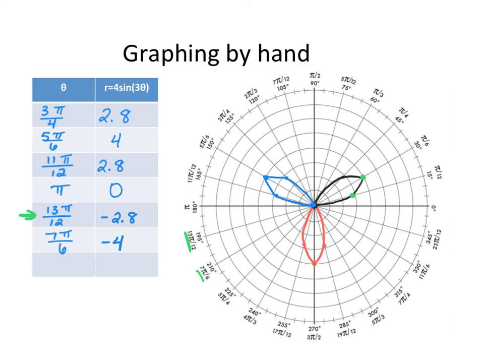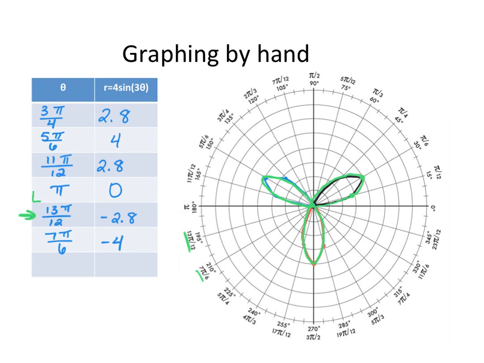And actually what would happen is if I continue to plot points, all that would happen is that all of these points would start to repeat themselves, and this entire graph would just get repeated all over again. So this is the full complete graph, and we actually only had to go to pi to do that. Tomorrow we're going to talk about how you can create a full graph, what the domain needs to be, but for this one we just had to go to pi.